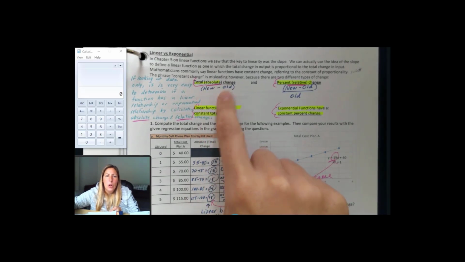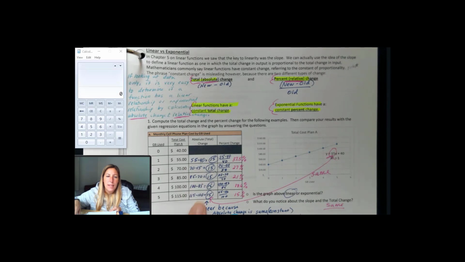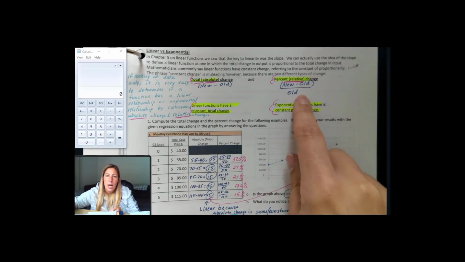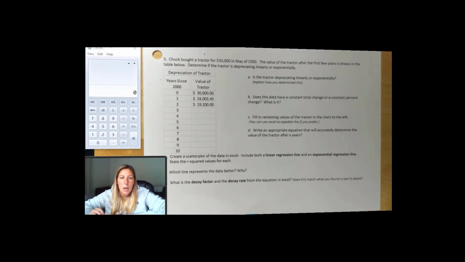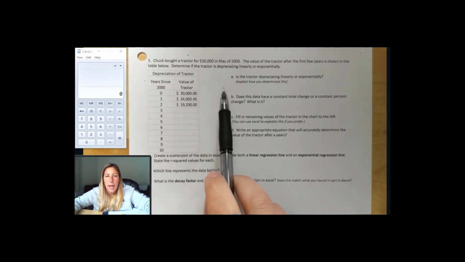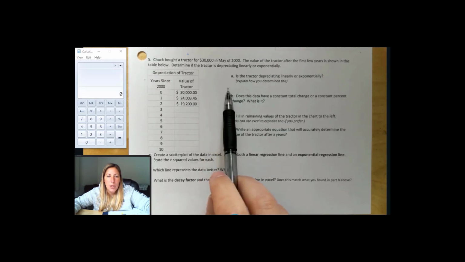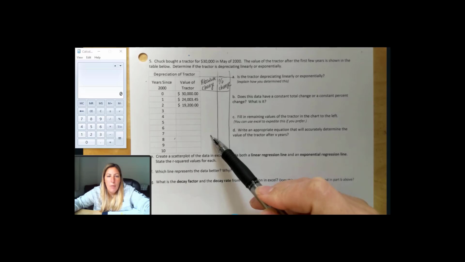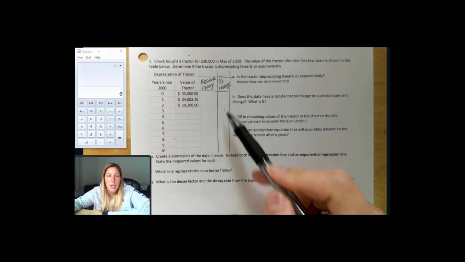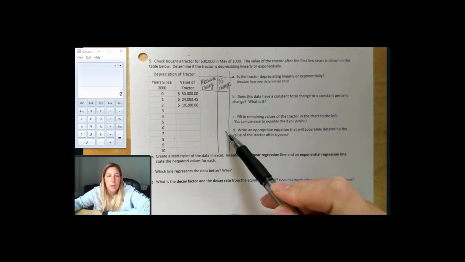Remember, if the total or absolute change is constant, so if the absolute change was the same, then we had a linear function. If the percent change was the same, as in this example below, then we have an exponential function. So we're going to create two extra columns here so that we can calculate the absolute change and the percent change. If the absolute change is the same, we're going to have a linear function. And if the percent change is the same, then we'll have an exponential function.